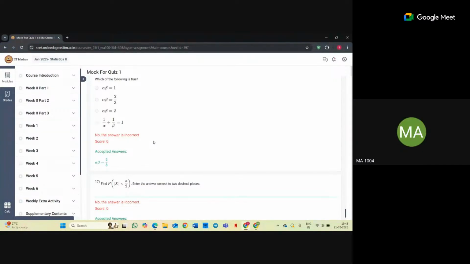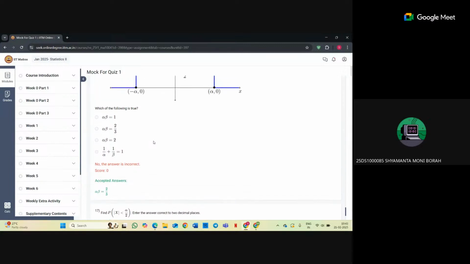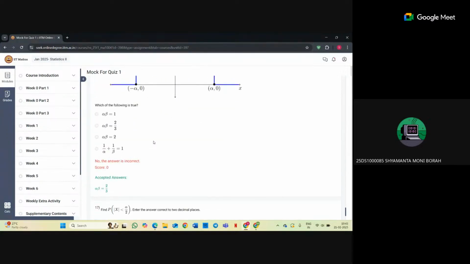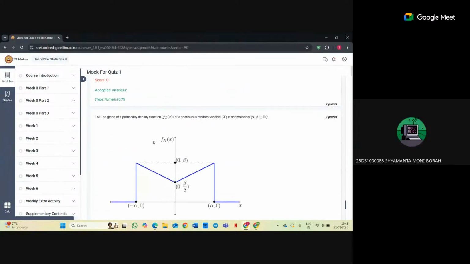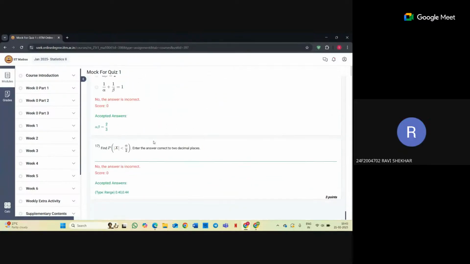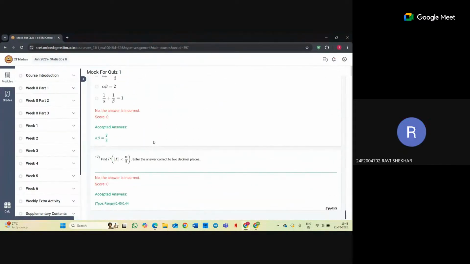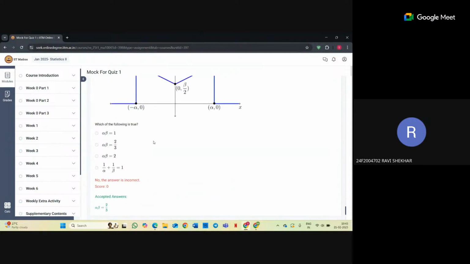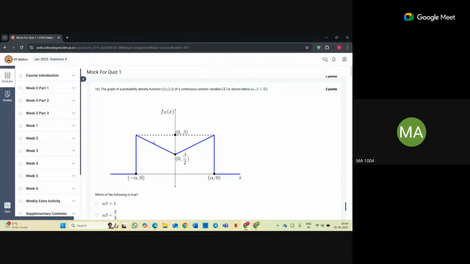Has everyone solved this question? Ma'am, can you just scroll up? What is X exactly? I'm not getting it. What is it, 0.41? 0.42, something like that. 0.41 something. Ma'am, what does X represent? Can you just scroll up? X is the function, right? Okay.